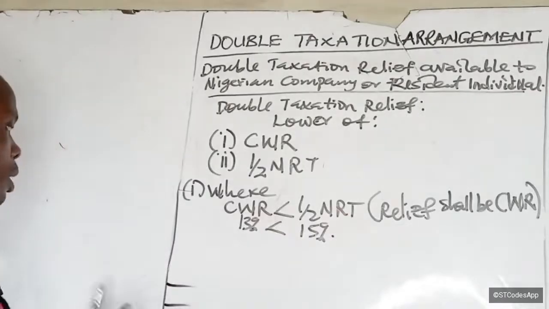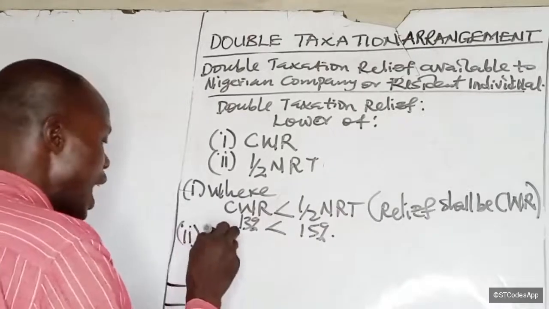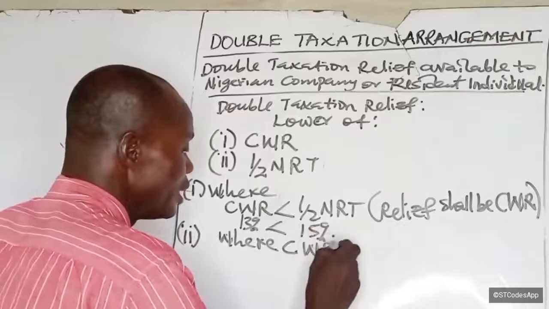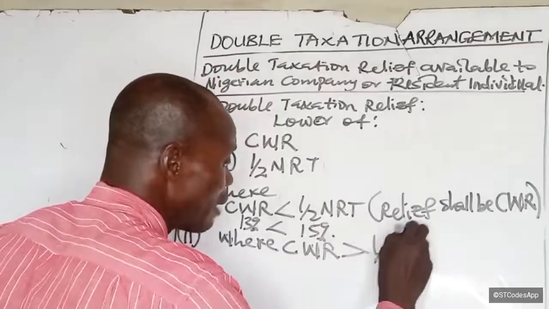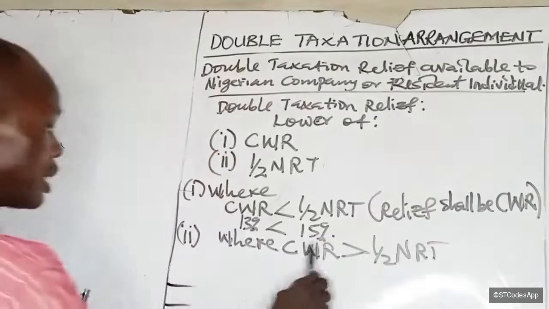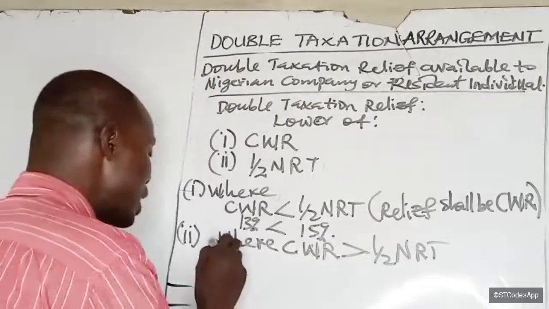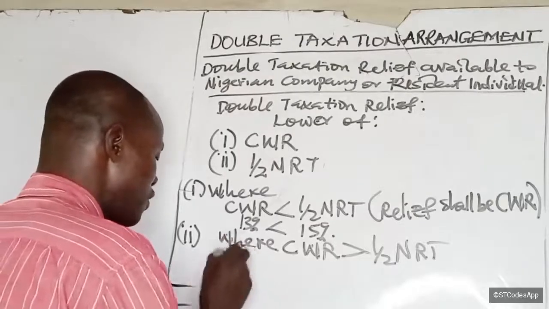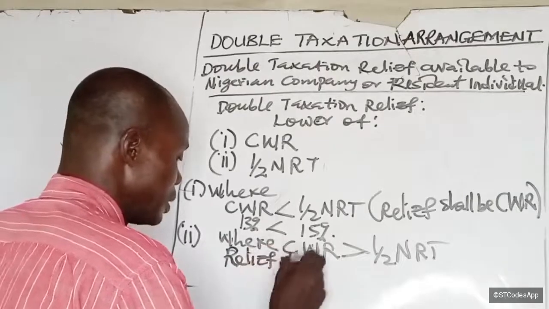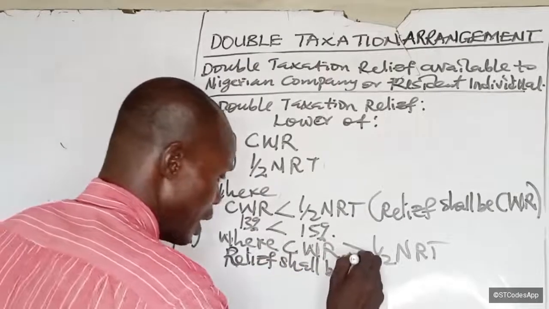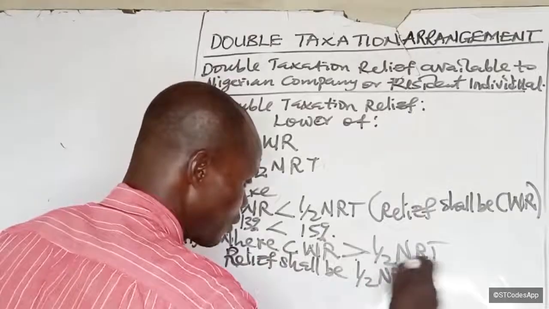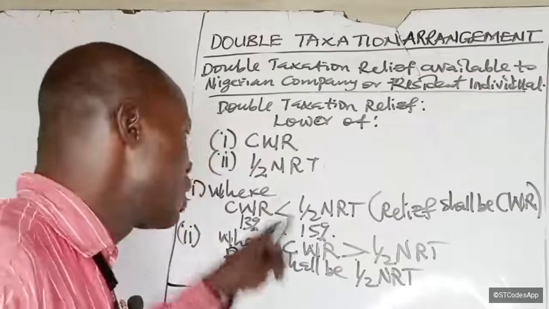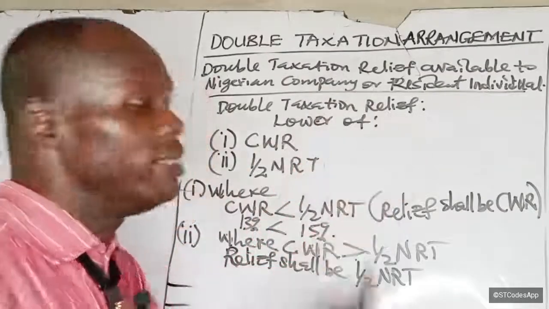Two, where the Commonwealth rate is greater than half Nigeria rate of tax. This one is greater, which means the other one is lower now. So in this case, relief available shall be half Nigeria rate of tax. This rule is applicable to a Nigerian company or resident individual.